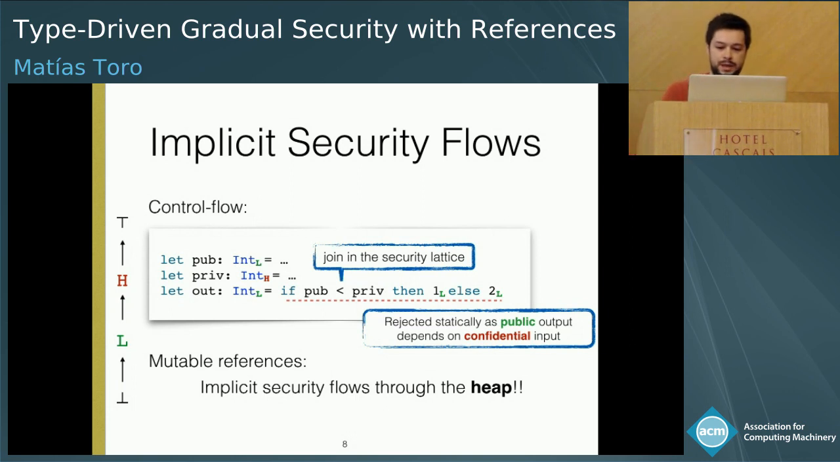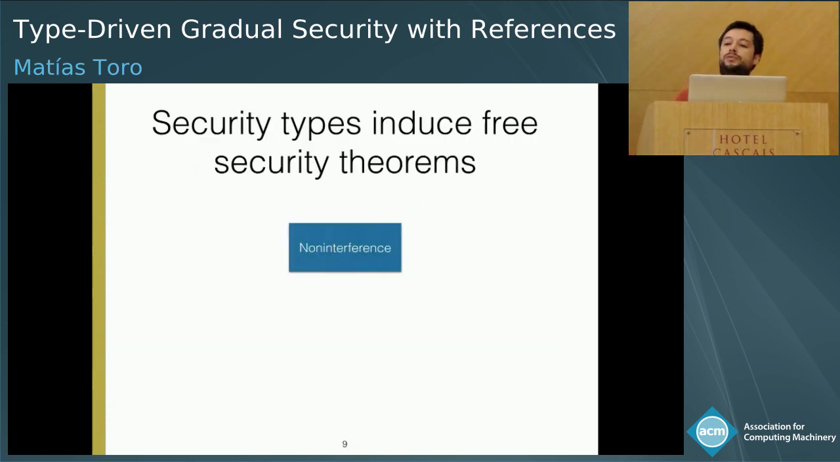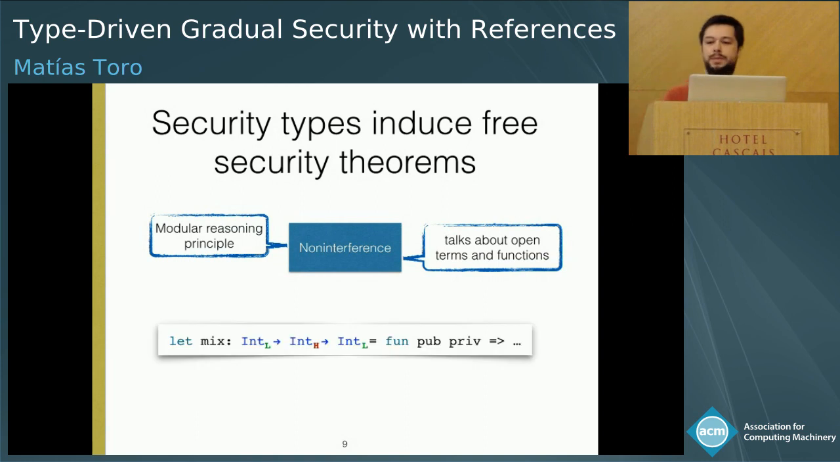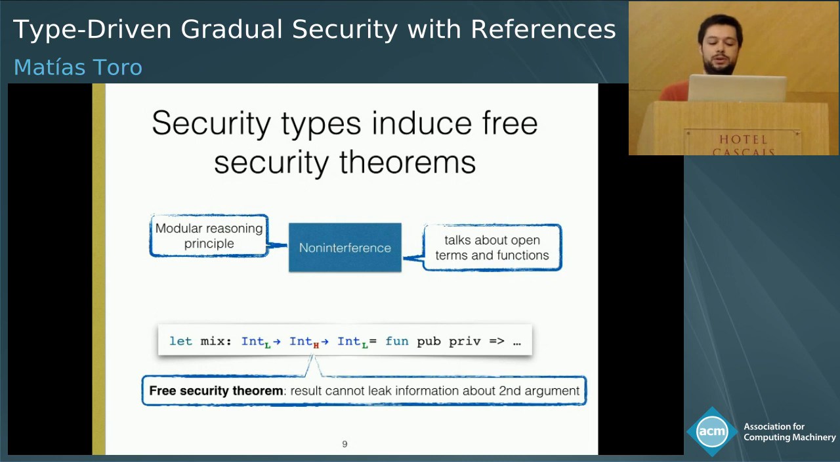Security typing also induces free security theorems, and this is because noninterference is a modular reasoning principle, so it allows us to talk about open terms and functions. If we rewrite the previous function as some function mixed, which takes as arguments a public int and a private int and outputs a public int, then as a free security theorem, we know that the result cannot leak information about the second argument. Because the second argument is private and the output is public, otherwise it would be an implicit flow from high to low.